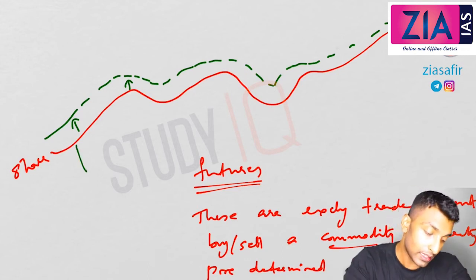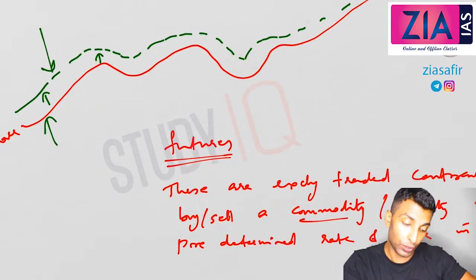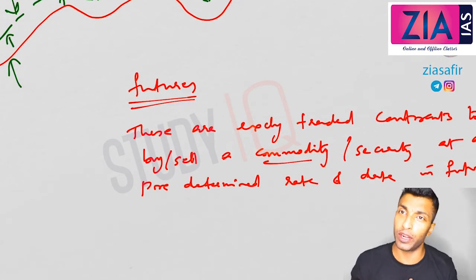What is the underlying asset? The share is the underlying asset. Futures are derivatives, they derive their value from the underlying assets. Similarly, currency futures, commodity futures, etc.